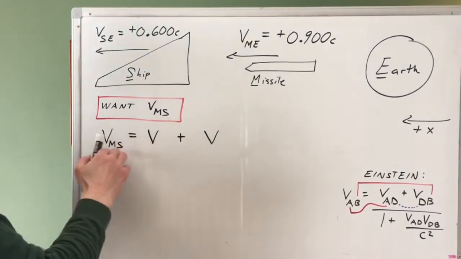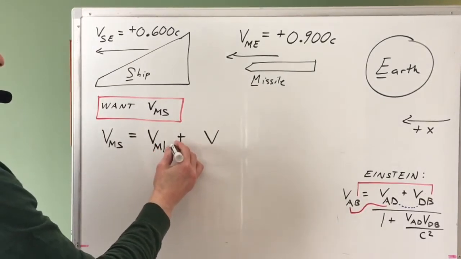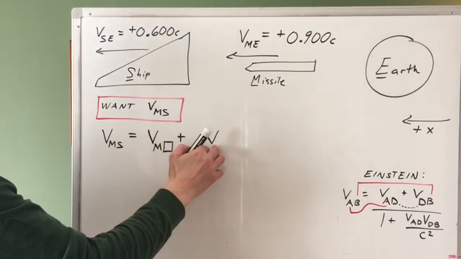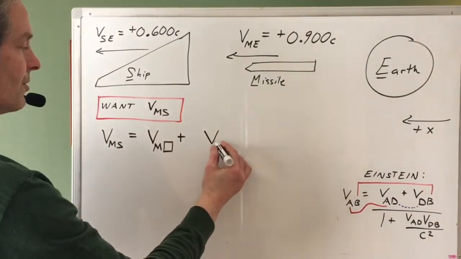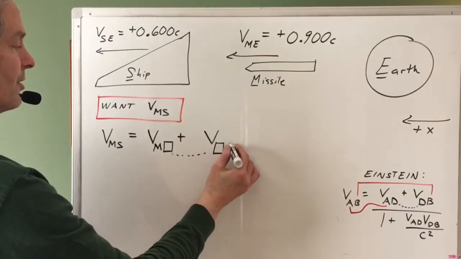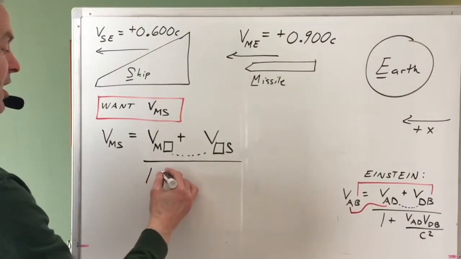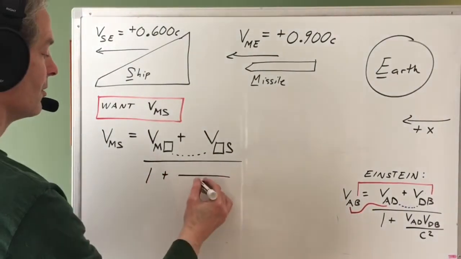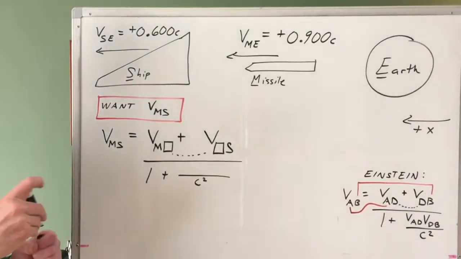The first subscript here has to match the first subscript here. Of course, I'll leave room for the second subscript. And the second subscript for the second velocity is the second subscript here. So I'll have box, because there's the linkage, and then ship. And then I'll have all of this appearing again in the denominator, 1 plus over c squared of the first velocity multiplied by the second velocity, whatever those turn out to be.